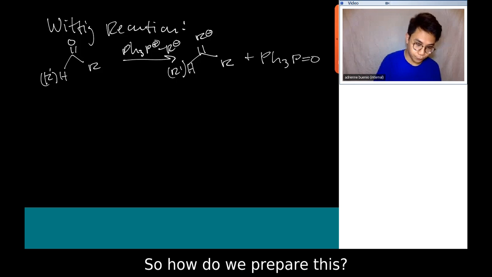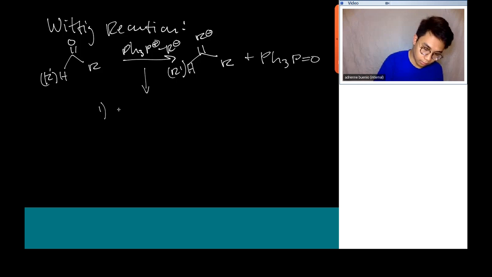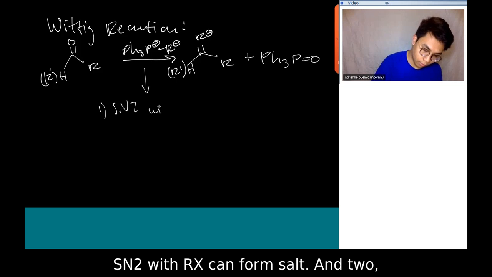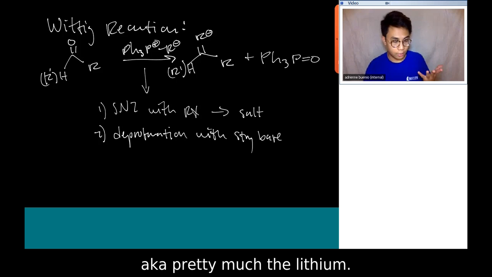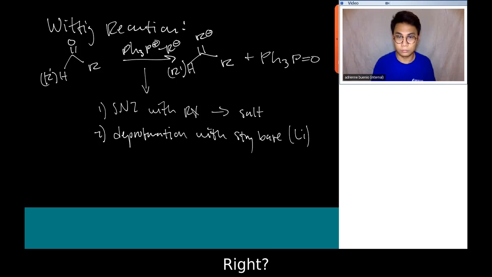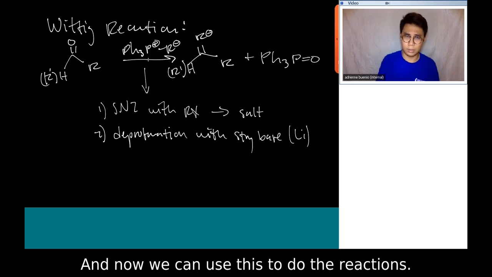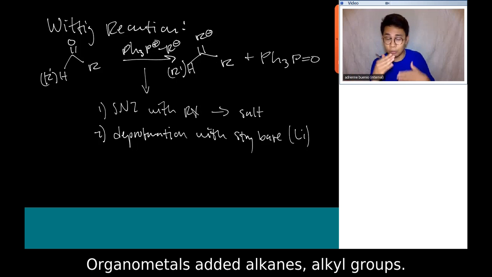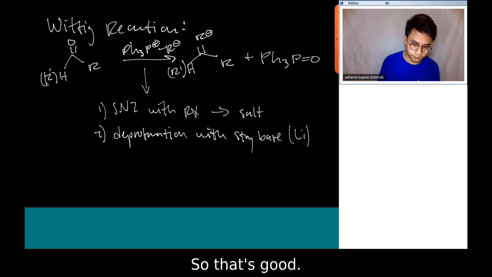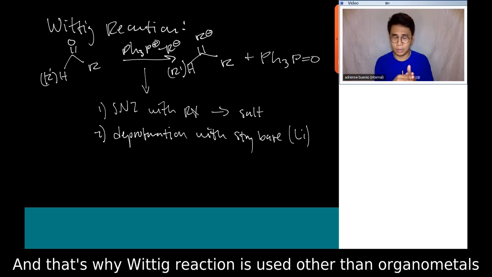So how do we prepare this, right? SN2 with RX to form the salt, and then deprotonation with a strong base, pretty much the lithium, right? So that's how we get here. And now we can use this to do the reactions. Pretty much it's adding alkenes, right? Organometals add alkyl groups; this time we're adding alkenes. So that's good, and that's why the Wittig reaction is used other than organometals.